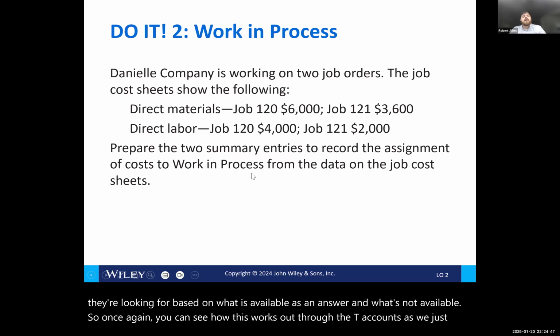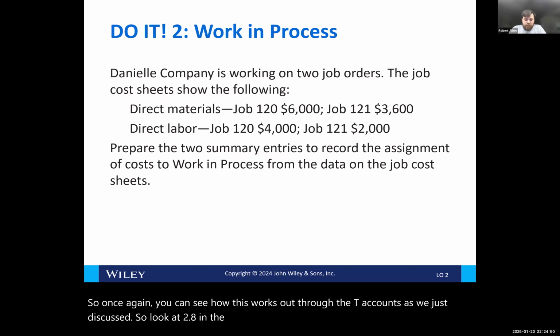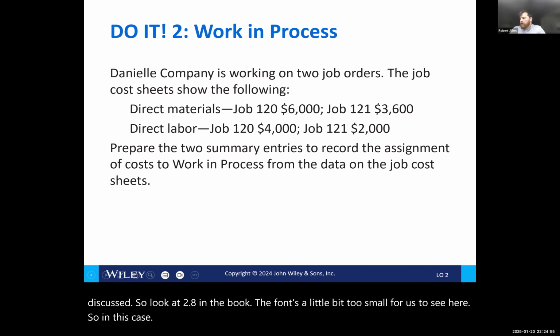So look at 2.8 in the book. The font's a little bit too small for us to see here. So in this case, we're going to go ahead and move on to the next slide.